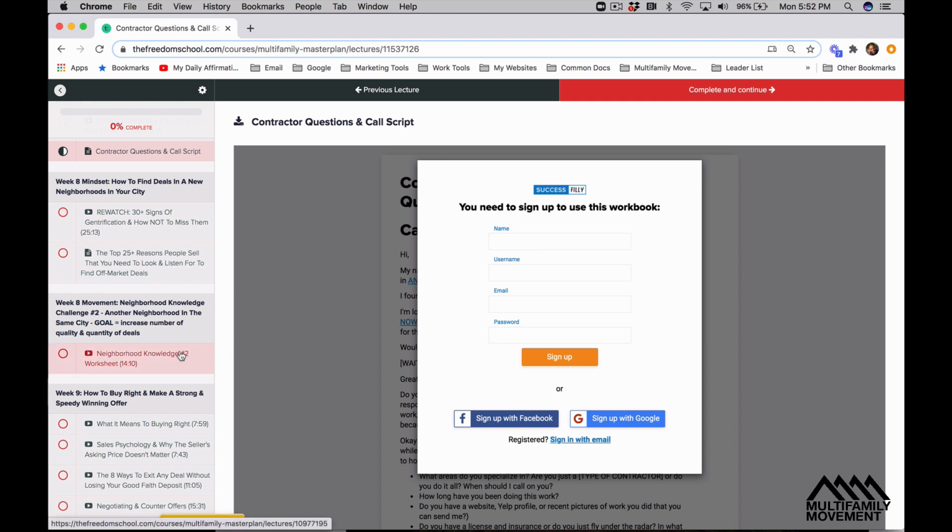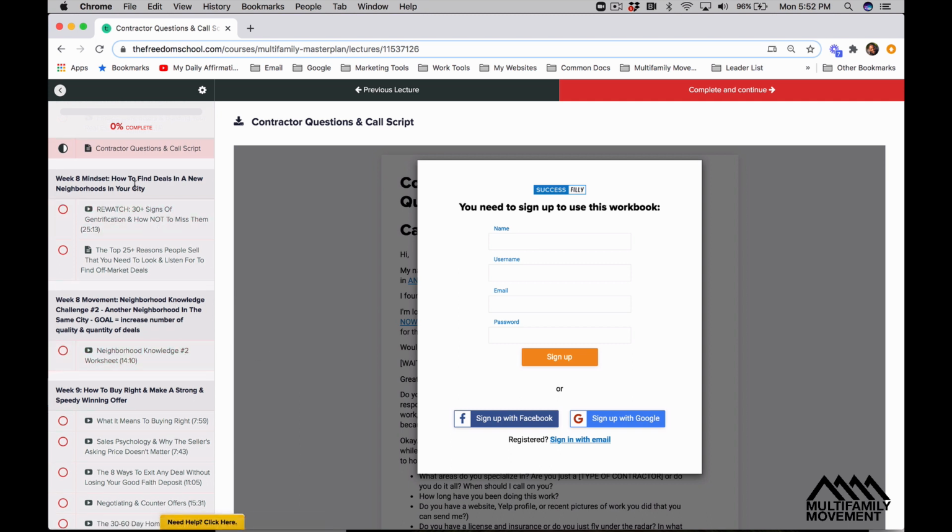Okay. Then in week 8, we go into how to find deals in a new neighborhood. Okay, in the first neighborhood challenge, we did your existing neighborhood. Now, if you haven't found a deal in your neighborhood, now we're going to start evaluating new neighborhoods where there could be potential investment opportunity. Remember, we do not want to buy in a neighborhood that has all 33 signs of gentrification. We're looking for a neighborhood that has 10 to 15 that is moving towards 33.